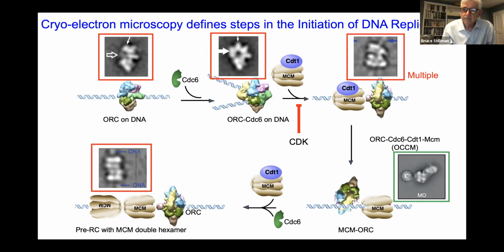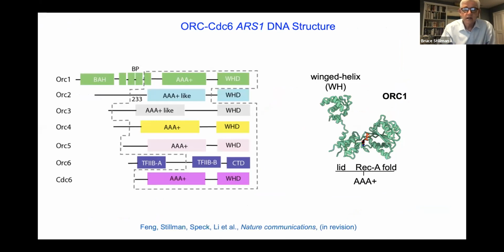Now, what I want to do is to show you some of these structures and show you how we've been able to tease apart the details of the mechanism of how this works and how it's made important contributions to understanding the evolution of origin specification in eukaryotes. So this is the ORC-CDC6 complexes.